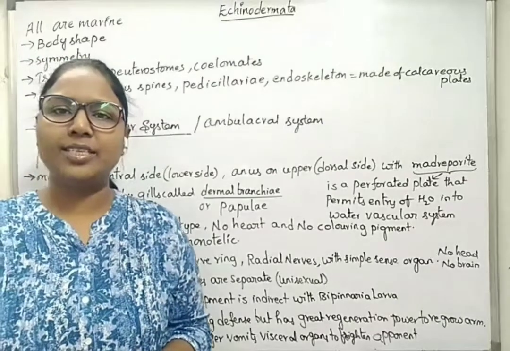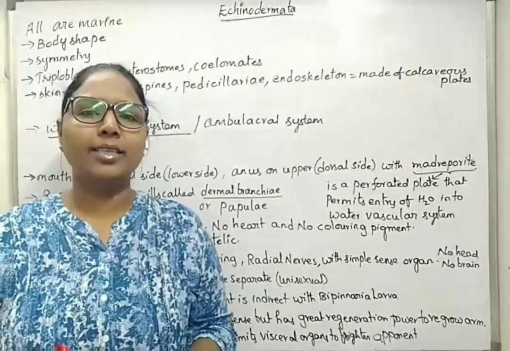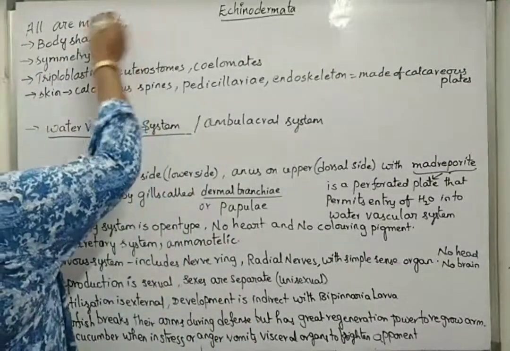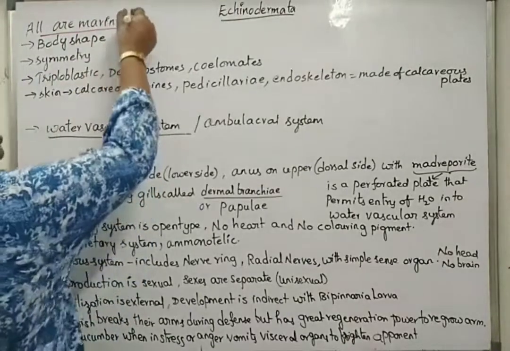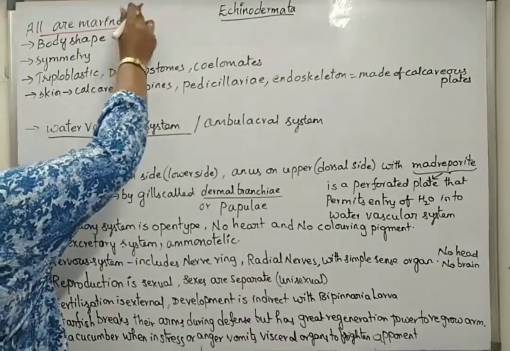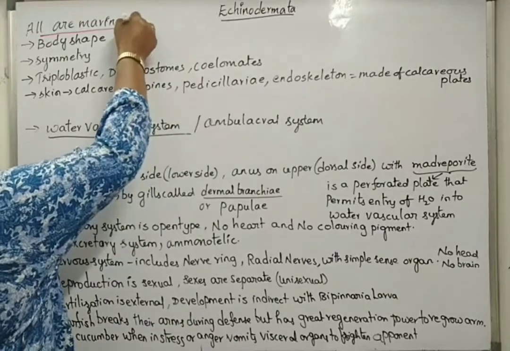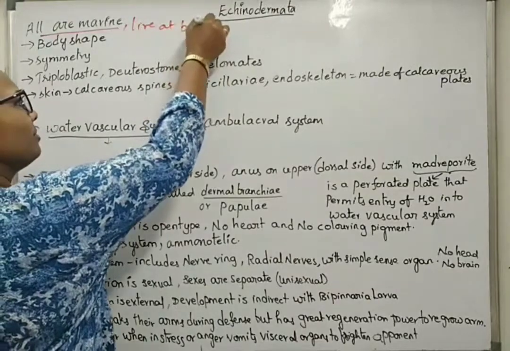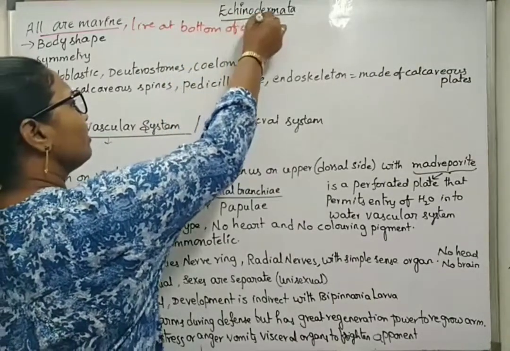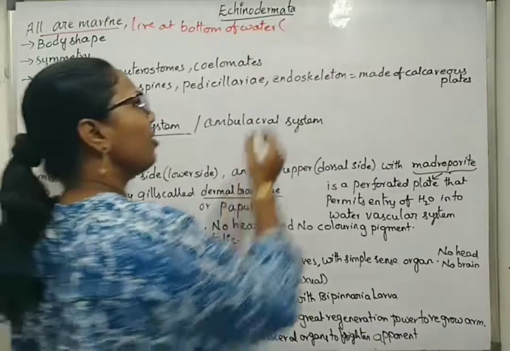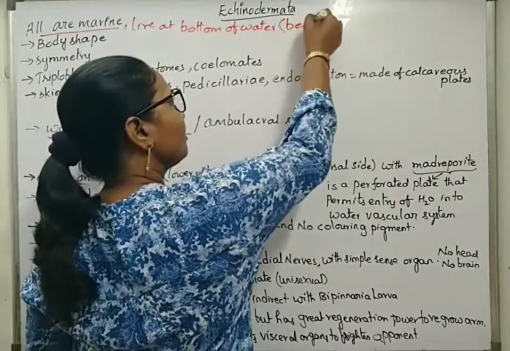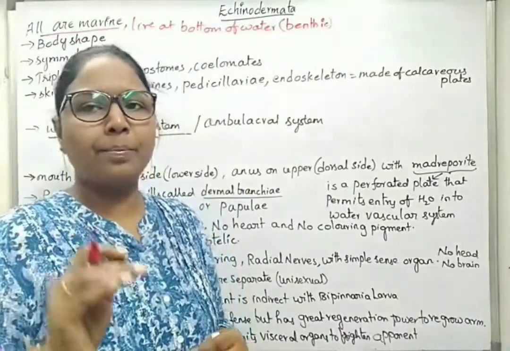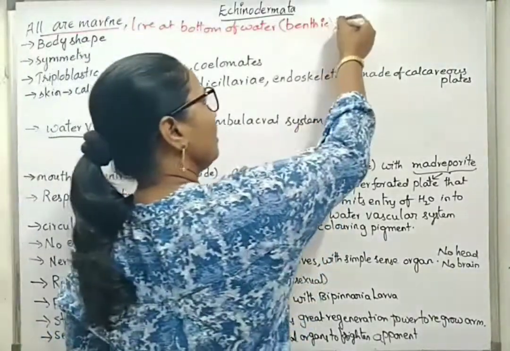Hello students, now we will discuss phylum Echinodermata. Echinodermata includes all marine organisms, and they are considered benthic organisms. These organisms live at the bottom of water, so they are called benthic. They have spiny skin on the upper or outermost surface of the body.